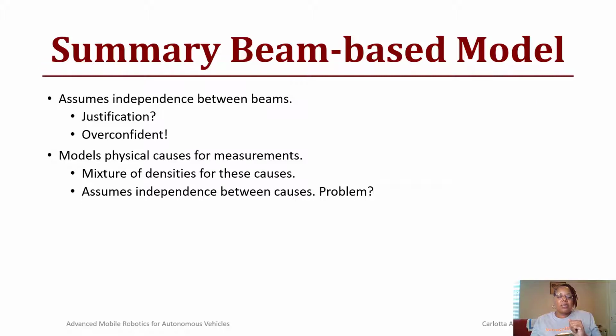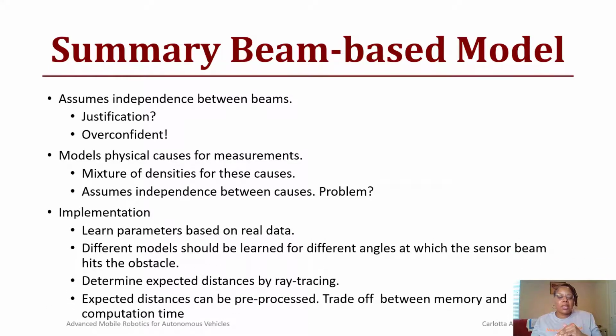And we also assume independence between the different causes because that makes it easier for us to calculate the overall probability. And we can learn the parameters for the noise by looking at real data and know that different models will have different incident angles as well as sensor beams as they hit the obstacles. And this may also affect how we can model the probability of a sensor reading.